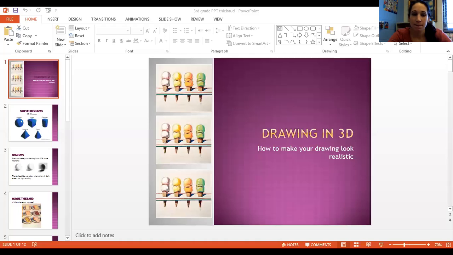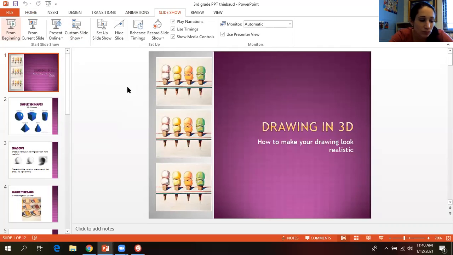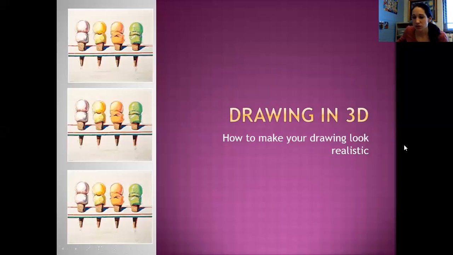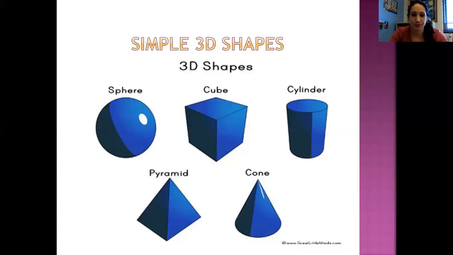So today we are going to be learning about an artist named Wayne Thiebaud. So I'm going to share my screen here. And so before we start our project, we're going to learn a little bit about him and his art. Okay, so we have been talking about shading, drawing realistically, using shadows, using value. So we're going to keep going along a little bit with that. So drawing in 3D, how to make your drawing look realistic.